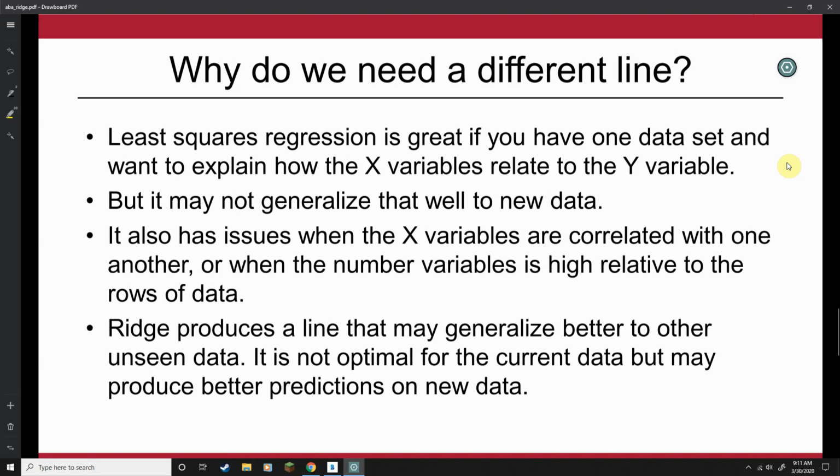When the x variables are correlated with one another, it's called multicollinearity. Least squares can break down. And also when the number of variables in your model, number of x, is high relative to the rows of data, least squares also has issues. And Ridge shines, does a little bit better job there.